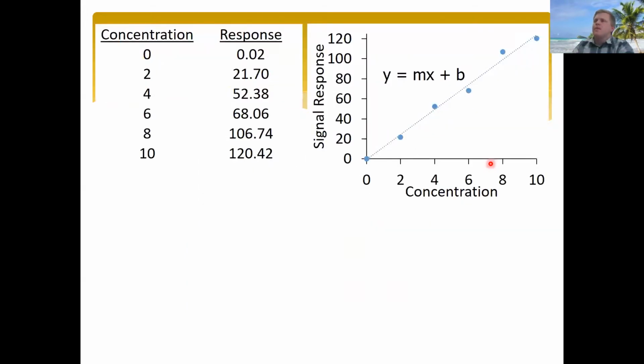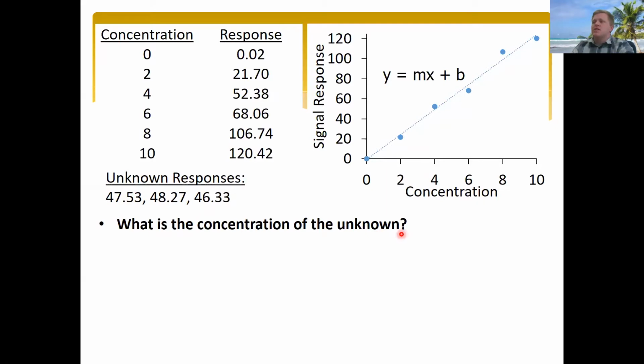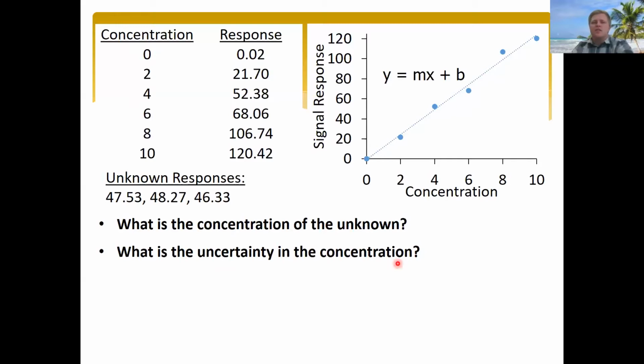All right, and we're going to start with this real world data, but we're going to throw in some unknown values. So I took an unknown, measured it 3 times, and these are the values that I got for it. And now I can't actually remember if these are real unknown values. I think they are, but I can't remember right now. Anyways, we're going to take these values and we're going to ask what is the concentration of our unknown, and we're also going to ask what is the uncertainty in the concentration.